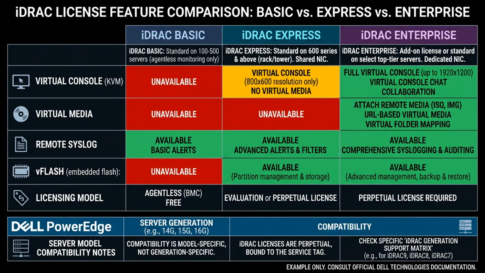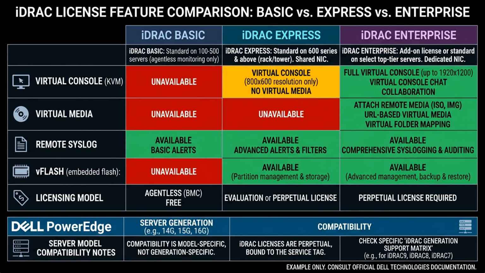iDRAC comes in 3 versions depending on your server model. First is iDRAC Basic, which is limited to basic monitoring only. Second is iDRAC Express, which adds remote management capabilities. Third is iDRAC Enterprise, which is the full-featured version. iDRAC Enterprise includes virtual console and virtual media. It also includes remote syslog and vFlash support.